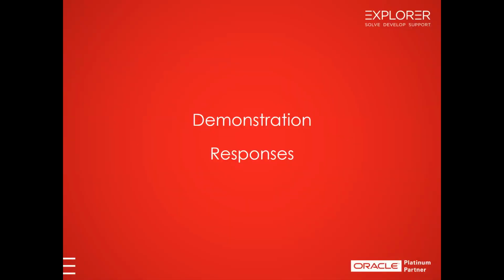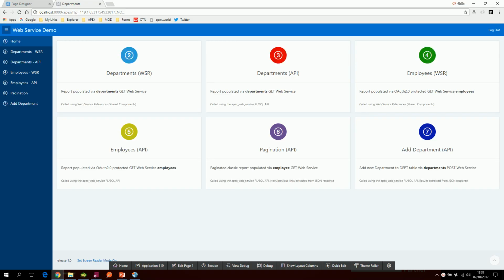I will now demonstrate extracting some of the different response elements within Apex. The last page in our demo application is for adding a department. So it adds a department to the dep table via the department's POST web service, and we call it using the Apex Web Service PL/SQL API with results extracted from the JSON response.